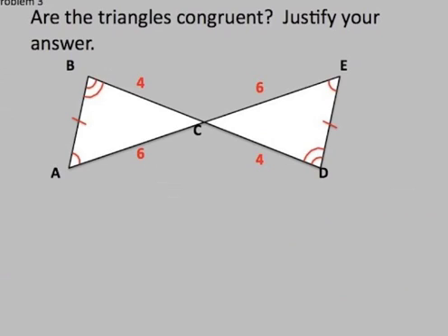This problem deals with finding congruent triangles. The problem asks us if these two triangles are congruent, and of course we need to justify our answer, so we're going to be writing a small proof. But first, how are we going to determine whether these two triangles are congruent? First, we're going to compare each pair of corresponding parts. If all 6 pairs are congruent, then the triangles are congruent.